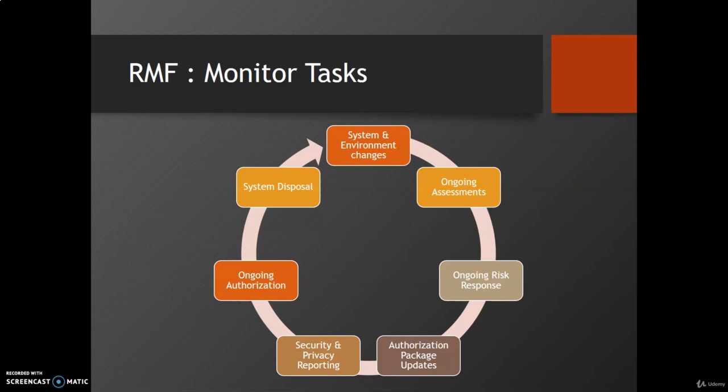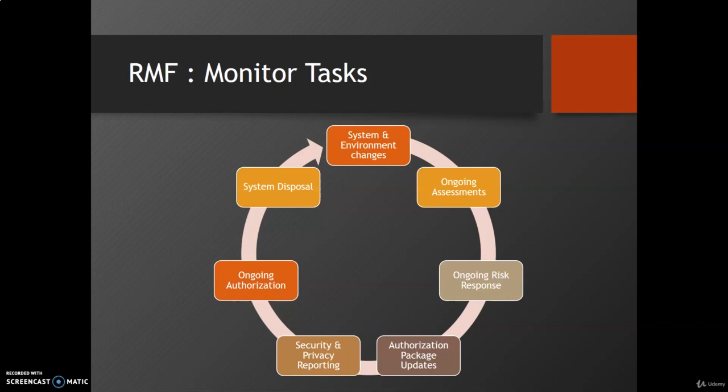The updated information raises awareness of the security and privacy posture of the system and the common controls inherited by the system. So this is what we have as task 4. Let's look into task 5, which talks about security and privacy reporting.